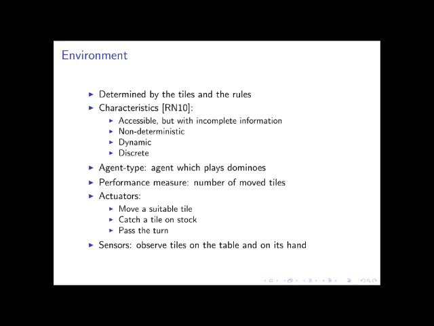The agent type of this project is an agent which plays dominoes. As a performance measure, the number of moved tiles was used. As actuators, the agent can move a suitable tile, catch a tile from stock if necessary, and pass the turn. As sensors, the agents can observe tiles on the table and observe tiles on its hand.